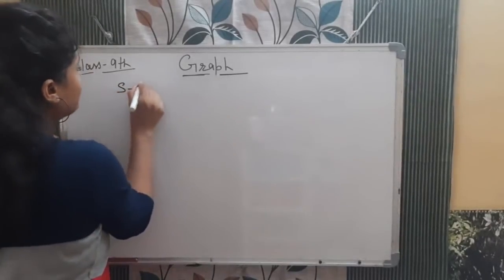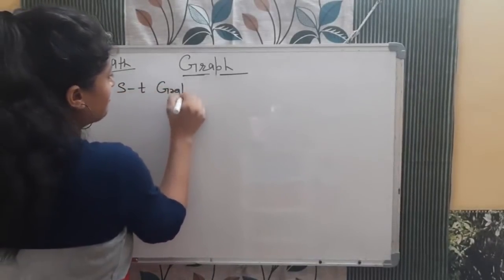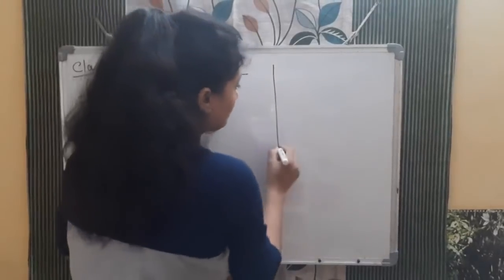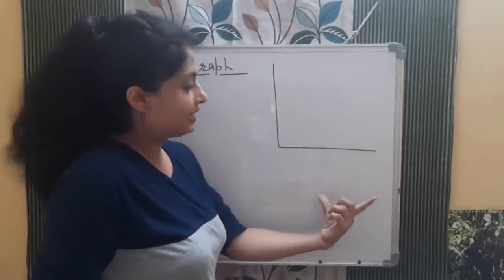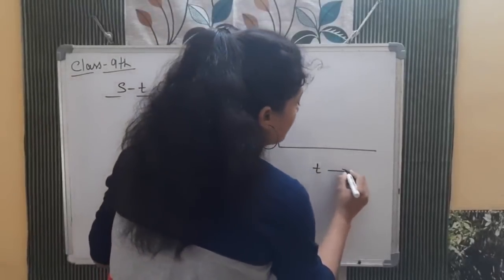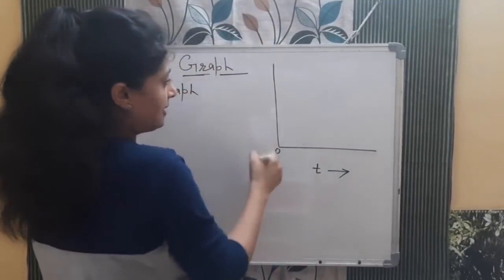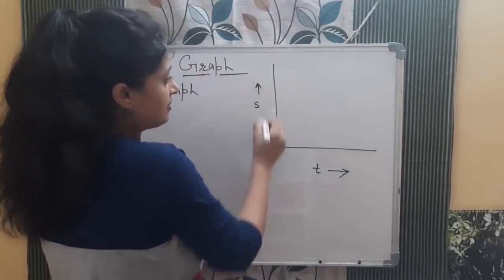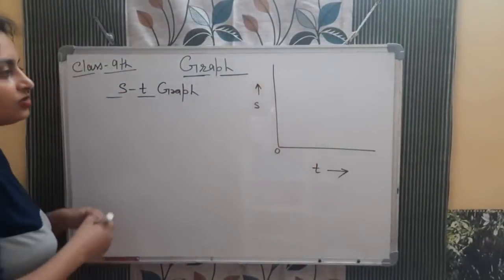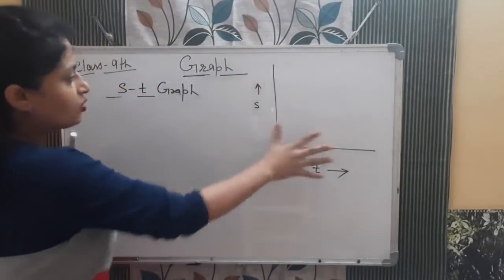Now see, the distance-time graph is also known as the ST graph. ST graph means S represents distance, T represents time. When we are drawing a graph, the x-axis represents the independent variable, the y-axis represents the dependent variable. So independent is time, that doesn't depend. This is the origin. The dependent one is distance. Distance depends upon the time. When we move from one point to another point with respect to time, then we say the distance covered. So this is the y-axis, this is the x-axis. So this is the ST graph.